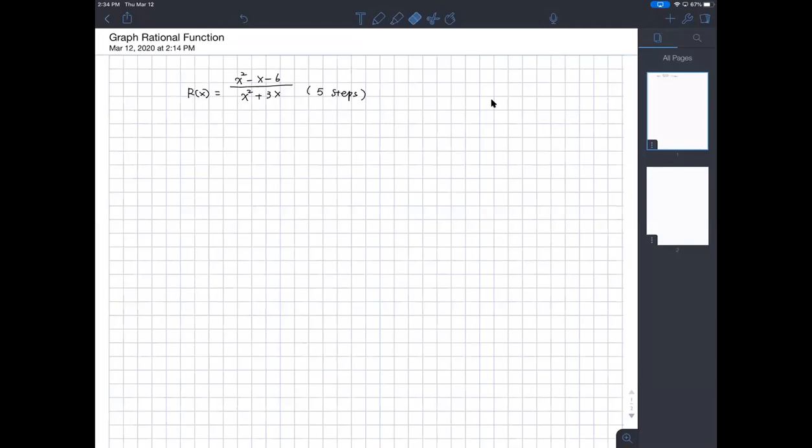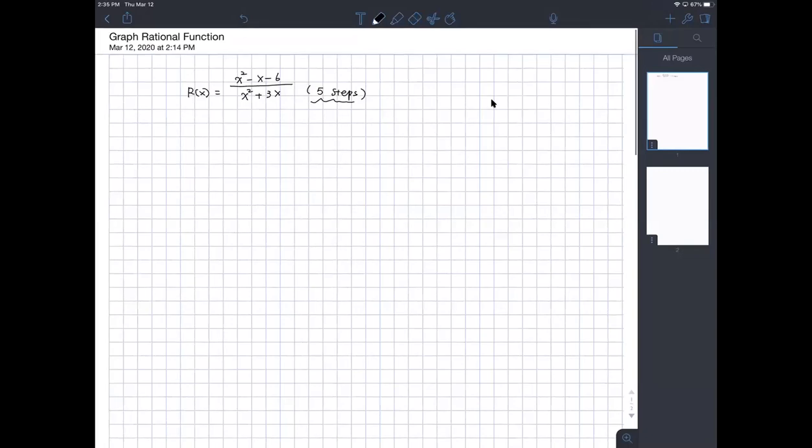So in this video, we're going to talk about how to graph a rational function. Let's say, for example, I have this function r of x equal to x squared minus x minus 6 over x squared plus 3x. So we're going to have 5 steps to graph it.